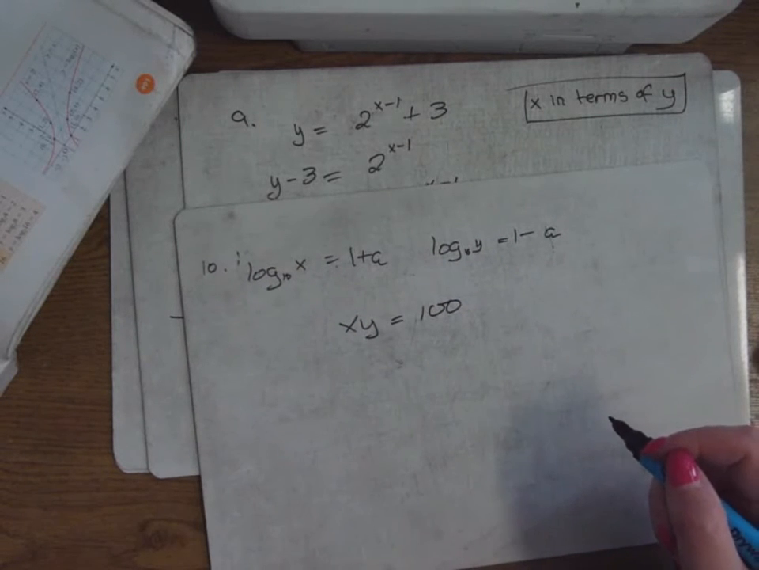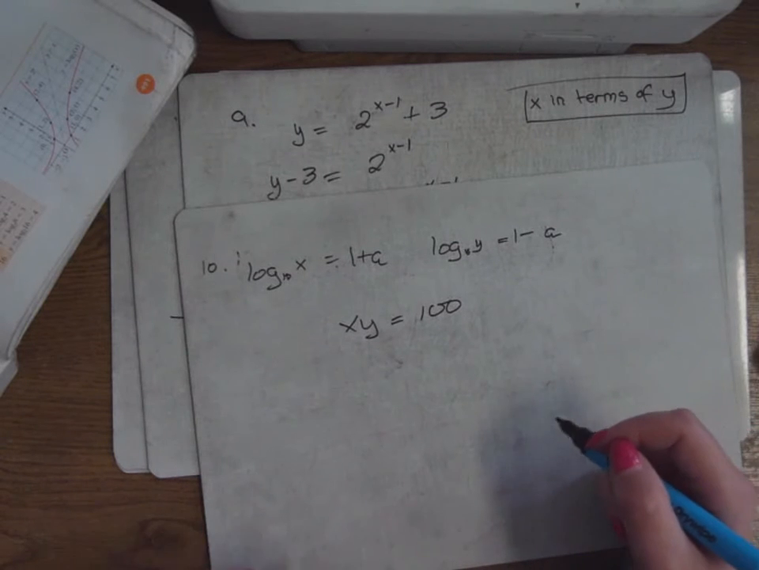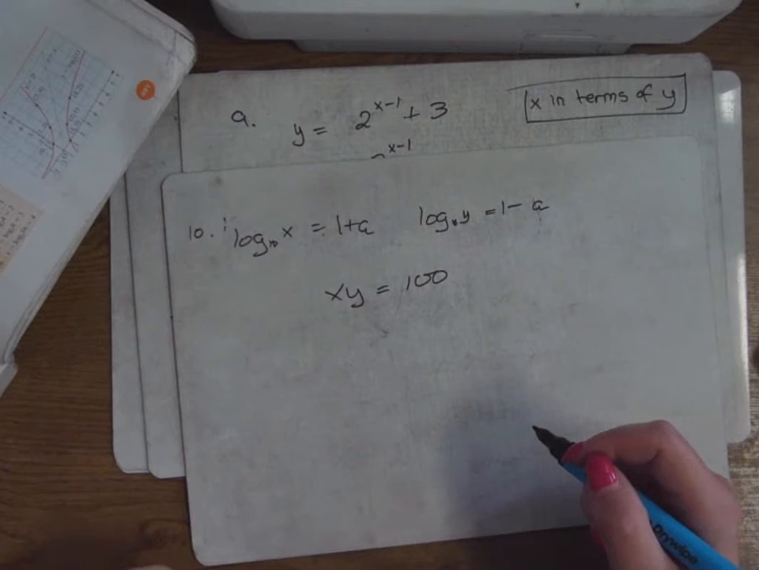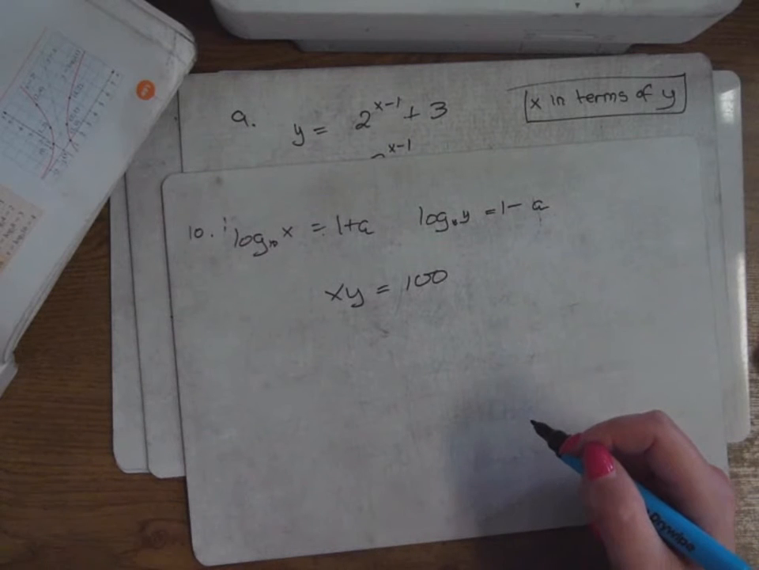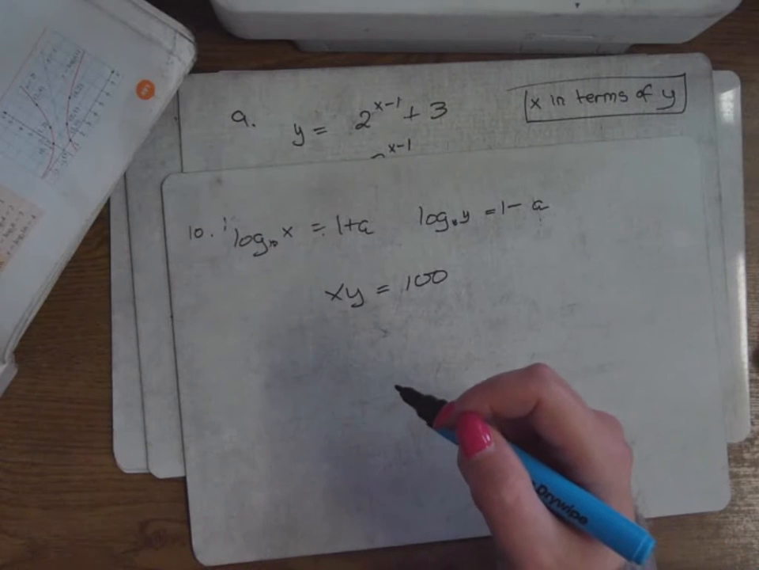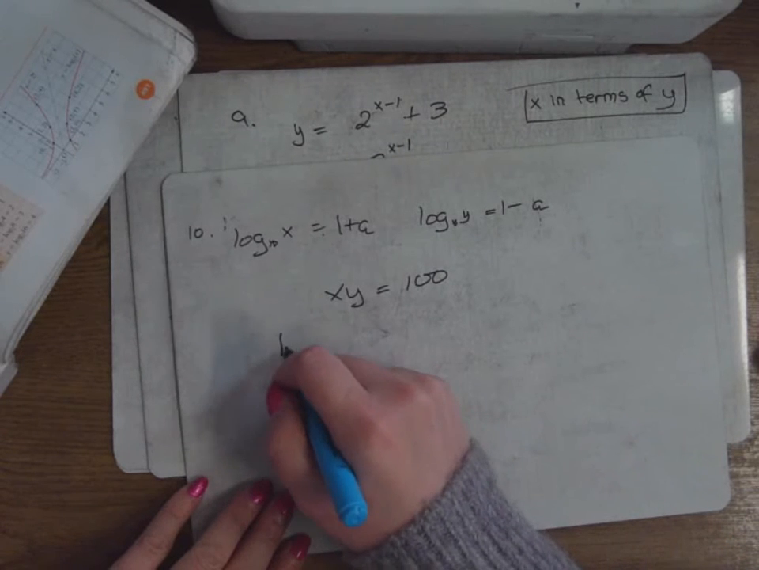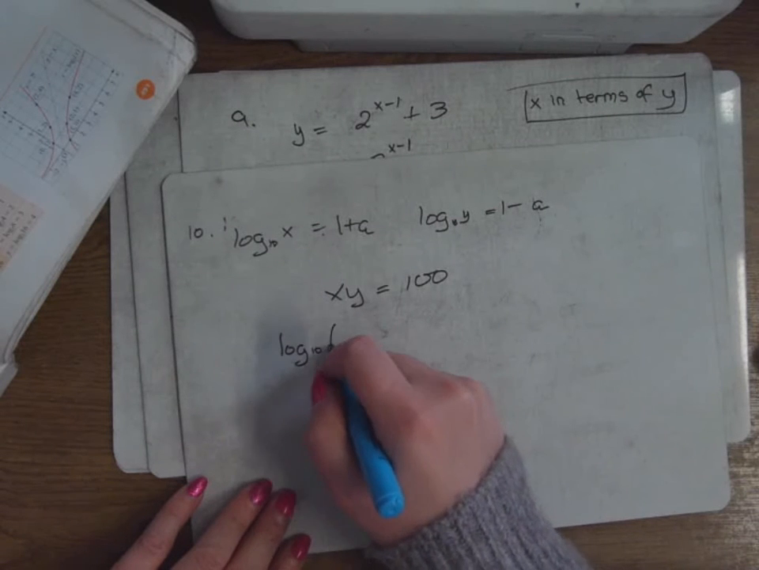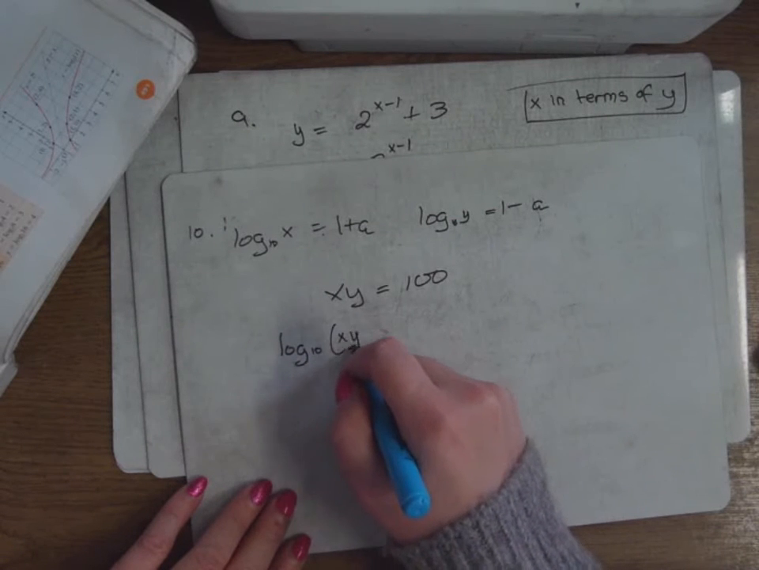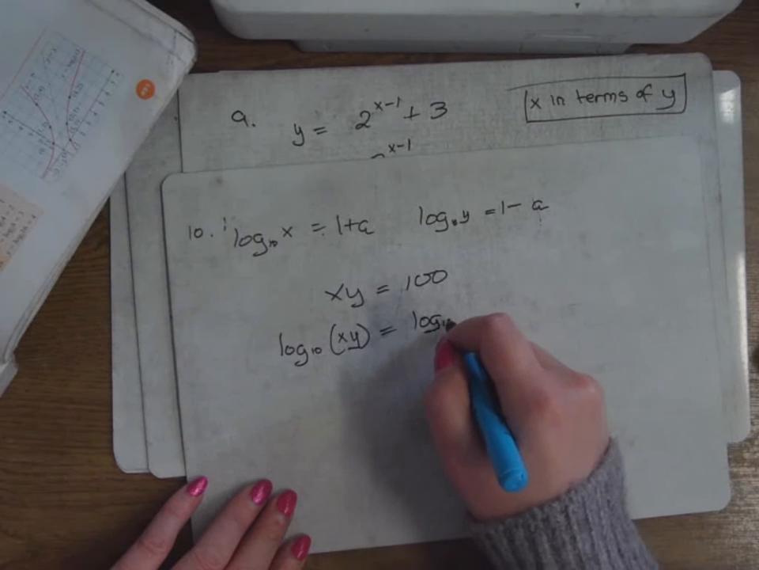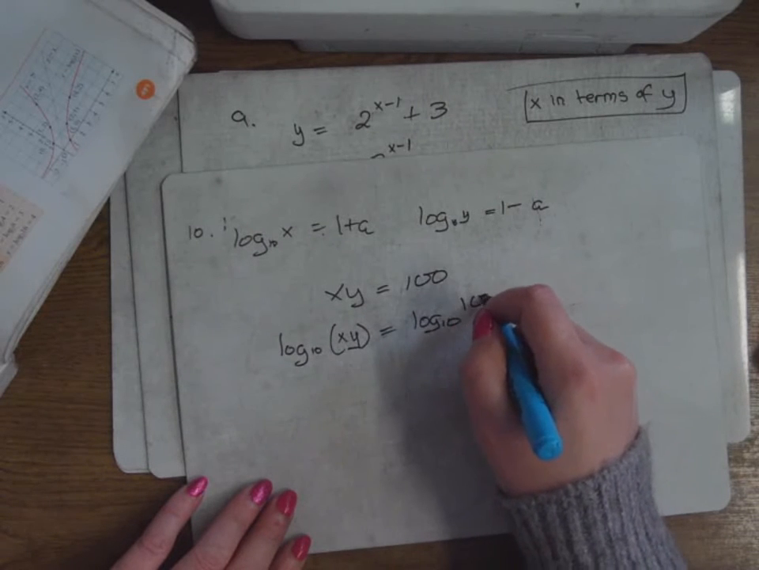So, any suggestions? I need to get logs in there. Get the log of each side. Remember it's an equation, so I can do what I want to it as long as I do it to each side. So that's log to the base 10 of xy equals log to the base 10 of 100. Okay?